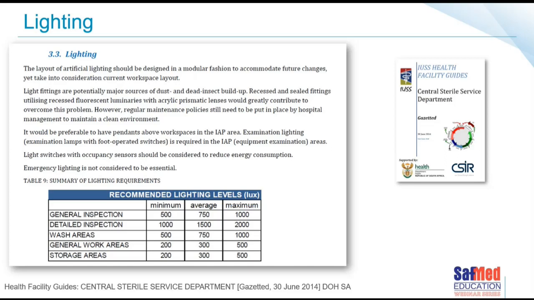Hospital management should have a regular maintenance process in place to maintain a clean environment. The facilities guidelines specify the recommended level of lighting in the various zones in the CSSD. And as you can see, which is quite logical, the level of light required in the instrument inspection area, so it's normally our packing room, is much higher than that required in the storage area. Although it's quite important to have good light in the storage area so that we can see our packs and know what it is we're trying to collect.